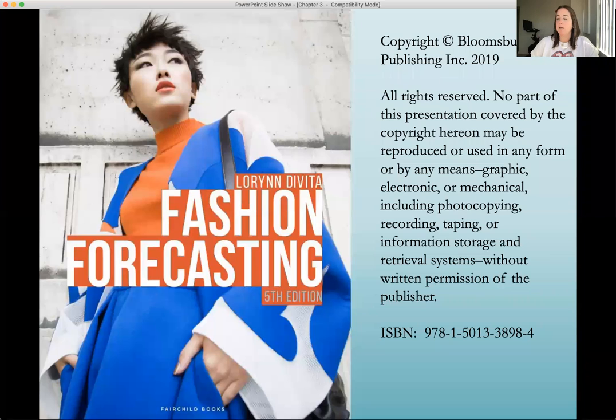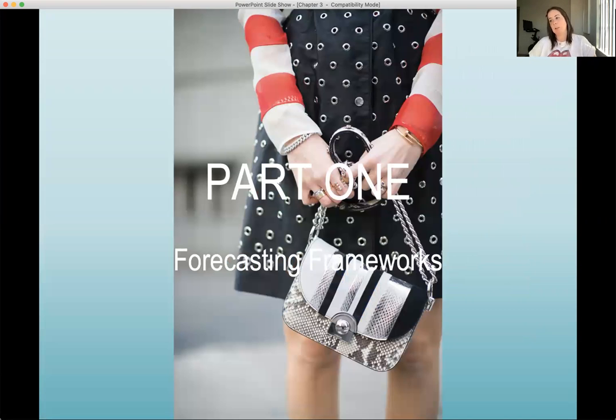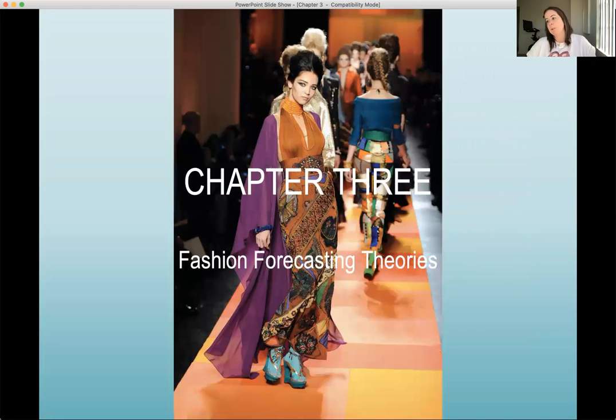Okay, so once again, we are in fashion forecasting. I use the 5th edition, which is the most current. You can use the 4th edition, and it'll slightly vary, but you can definitely use it. Okay, we're still in part 1, forecasting frameworks. Chapter 3 is all about fashion forecasting theories.